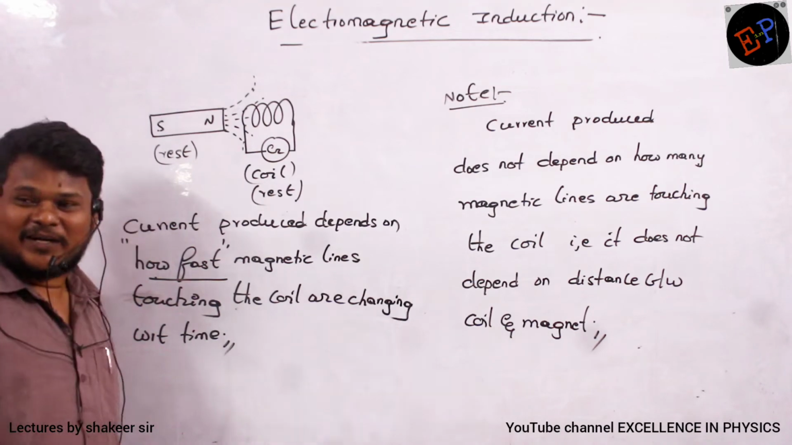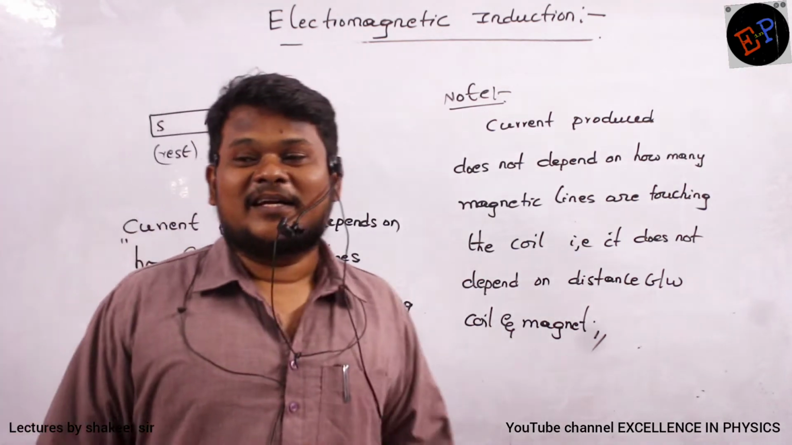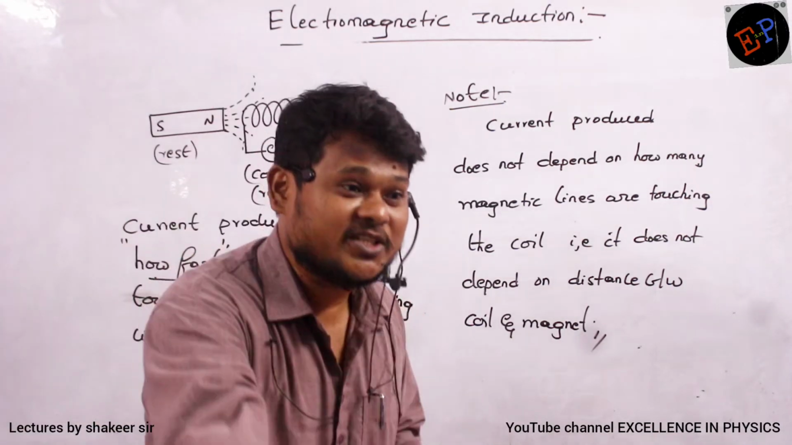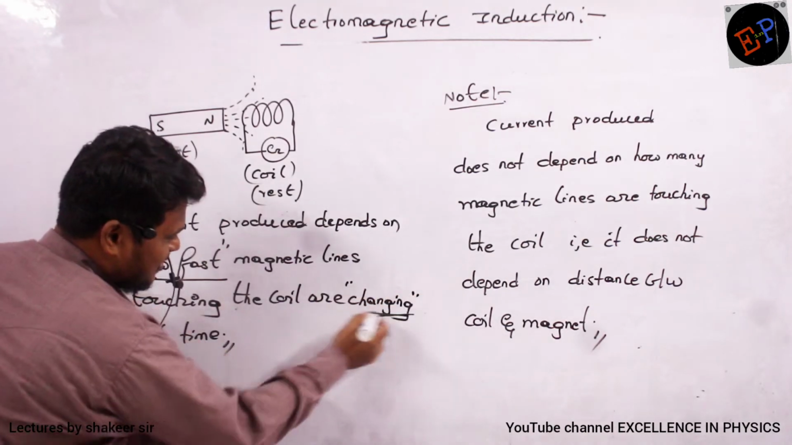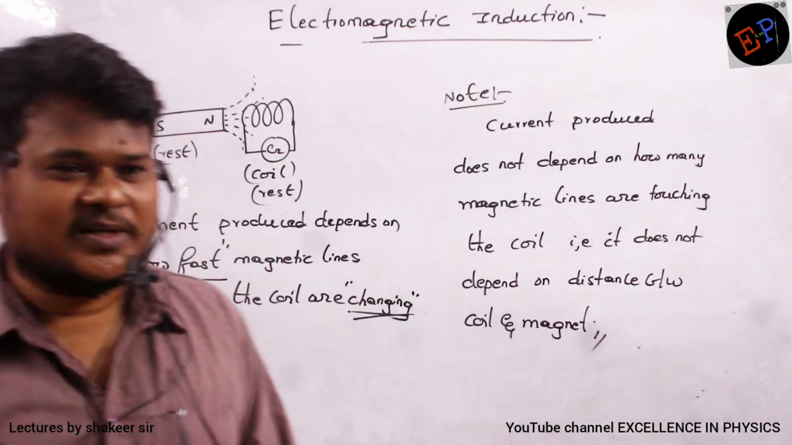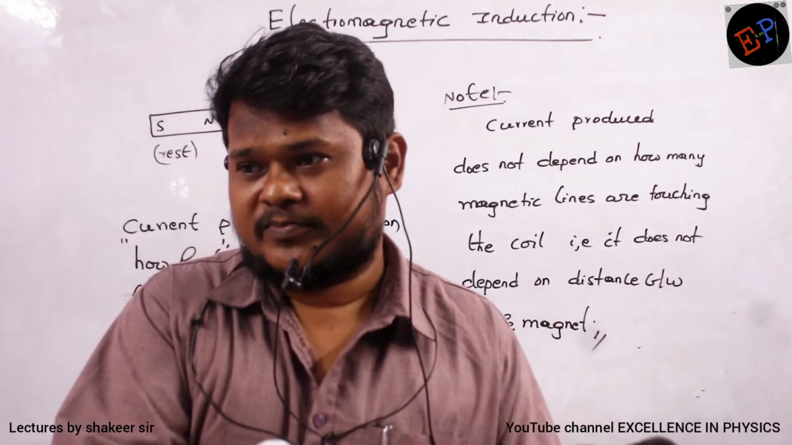It does not depend on how many magnetic lines are touching the coil. It doesn't depend on that. It depends on what? It depends on how fast the magnetic lines are changing. How fast magnetic lines are changing with respect to the coil. Are you able to understand? So it depends on the change of magnetic lines.